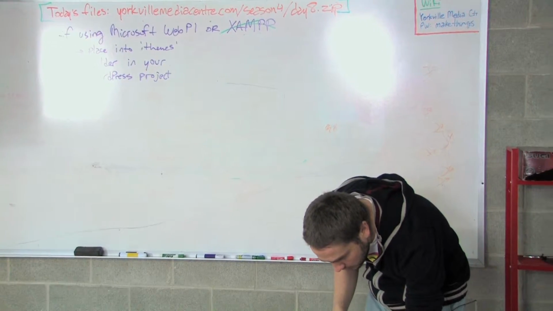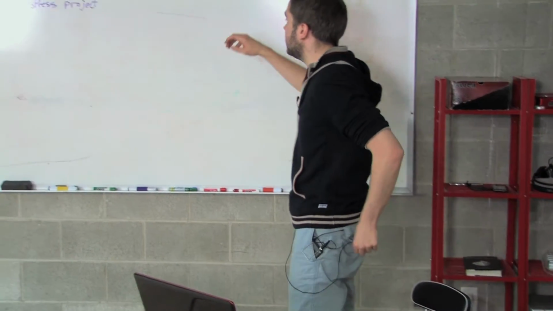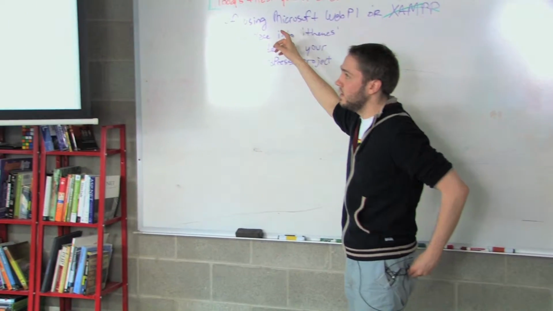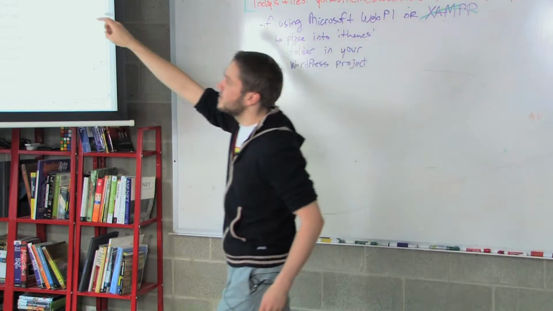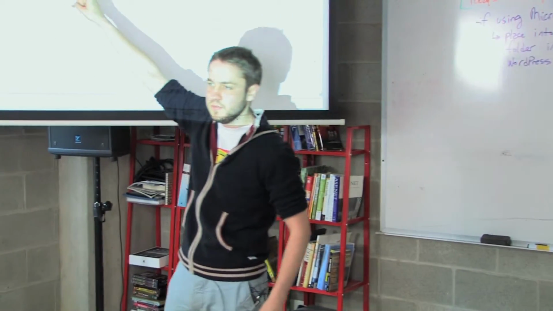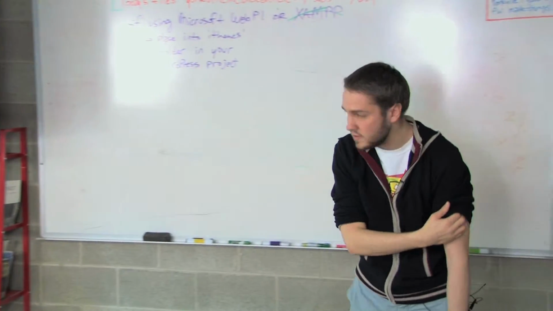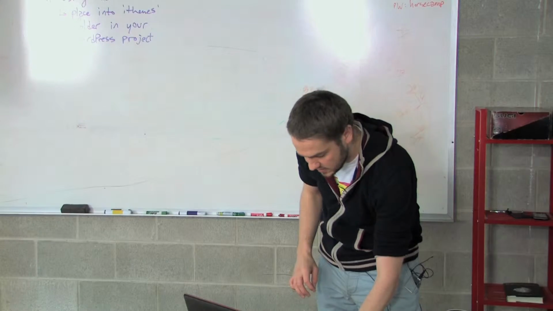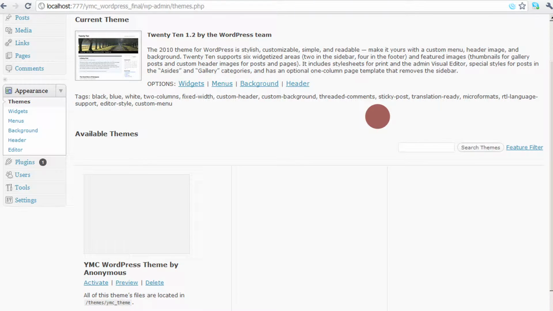And just as a quick refresher, just in case anybody needs it, what we want to remember is that depending on whether you decided to use the Microsoft Web Platform Installer or XAMPP, if you're using Microsoft, you'll be in that www root folder, and if you're using XAMPP, your stuff will be in htdocs. So if you remember last week when we created that themes folder, it gave us this option to select our theme, right? So once we had created this YMC theme, it popped up in our themes folder and we were able to select it. So that's where we're at right now.